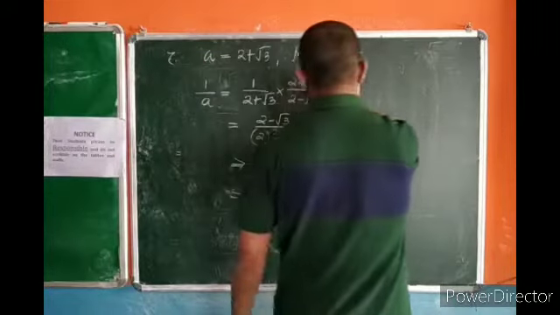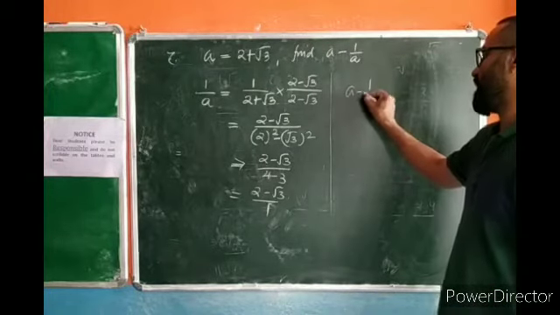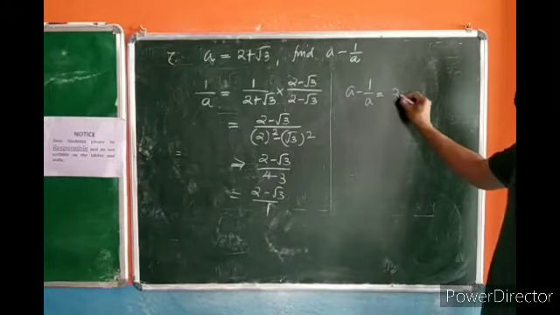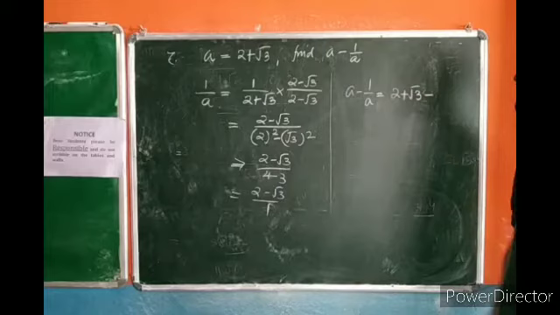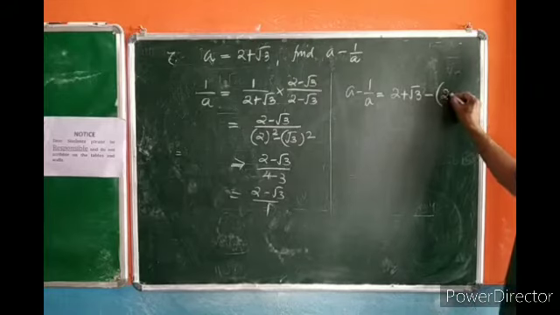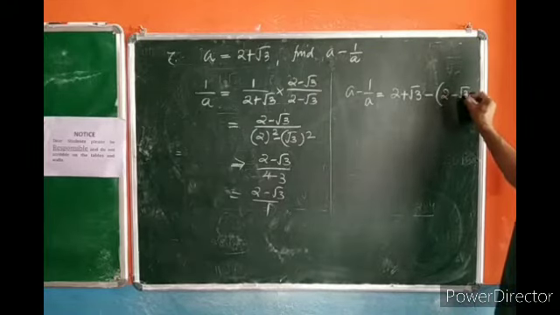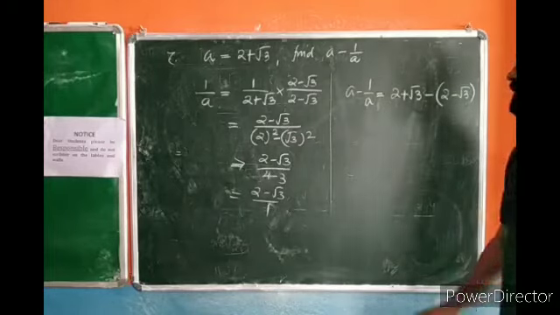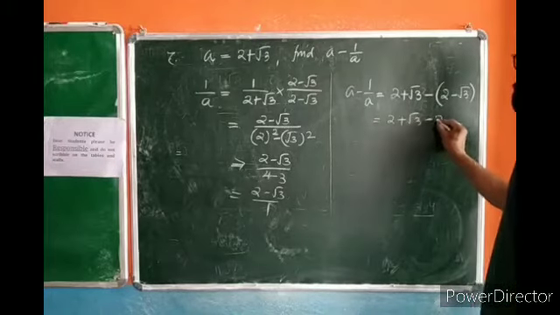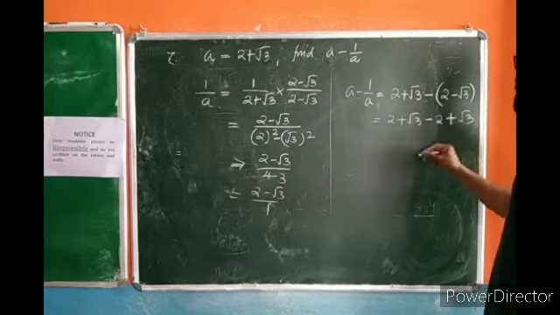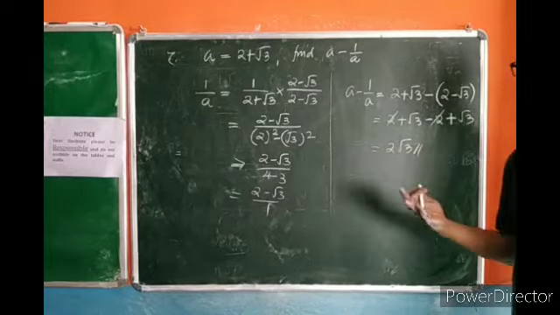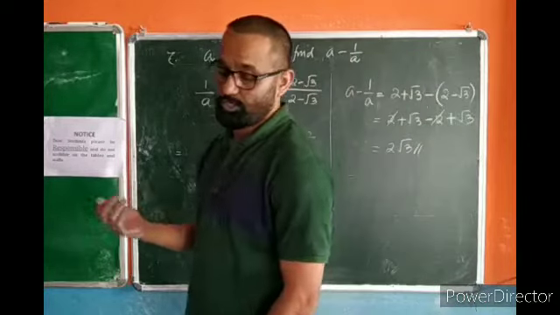We know the value now. So we calculate A minus 1 by A equal to, we know the value of A, 2 plus root 3, minus, we know the value of 1 by A. So it has to be kept inside the bracket: 2 minus root 3. It has to be kept inside the bracket because there is a minus sign. So it is 2 plus root 3 minus 2, minus into minus is plus root 3. Minus plus cancels, you get 2 root 3. Simplified value.